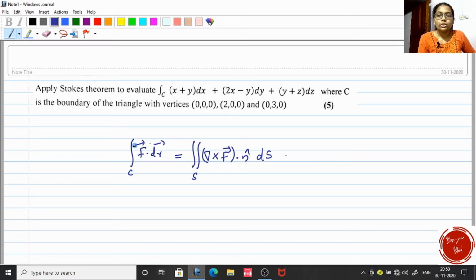Okay. So the question says to get the value for this line integral using Stokes theorem, which means we should not apply this line integral directly. We have to make use of the Stokes theorem, means we have to get the line integral value by taking the surface integral of curl of f dot n cap ds. And what is vector f? All that will be done in this video. So let's start.